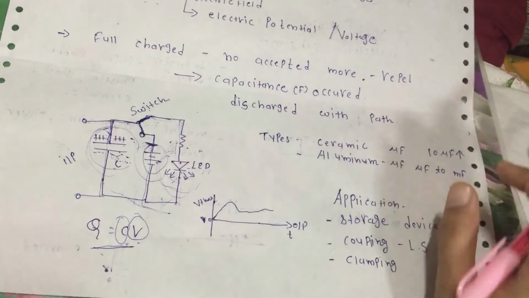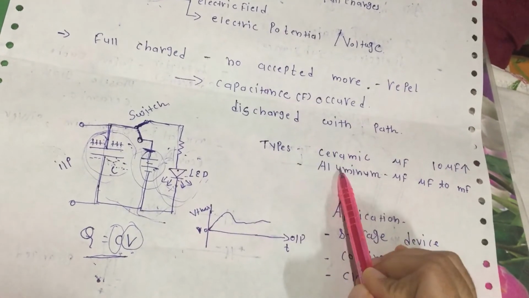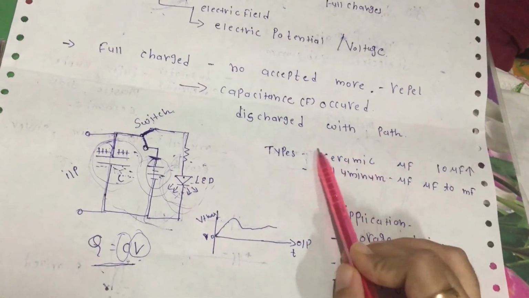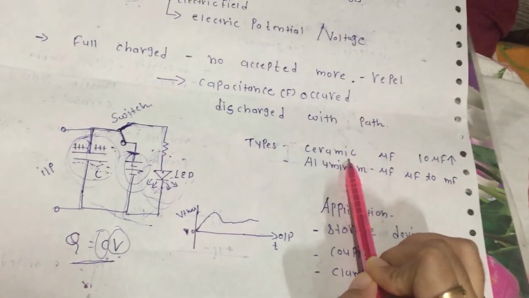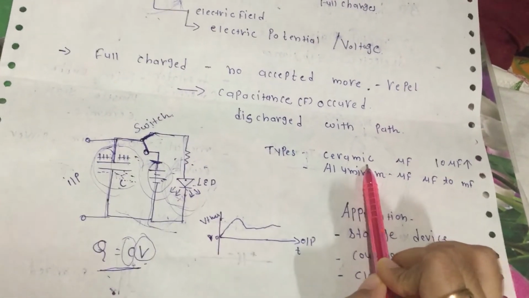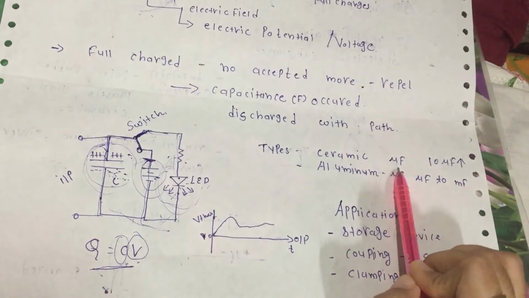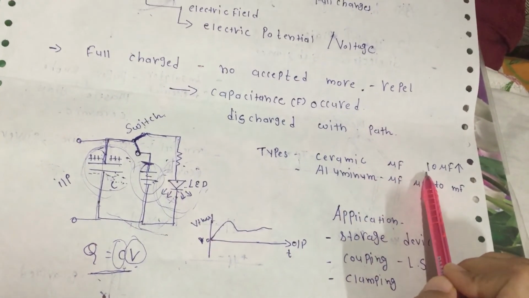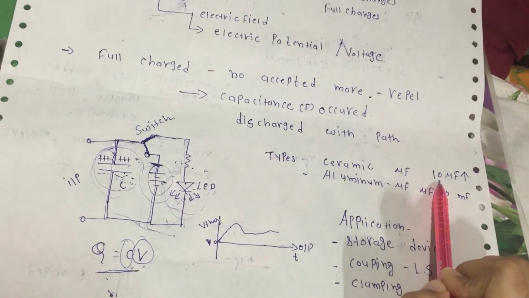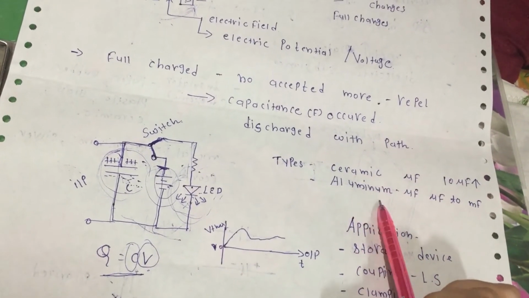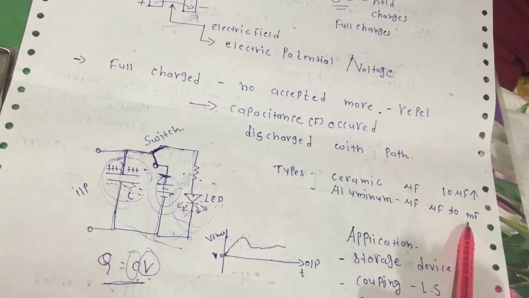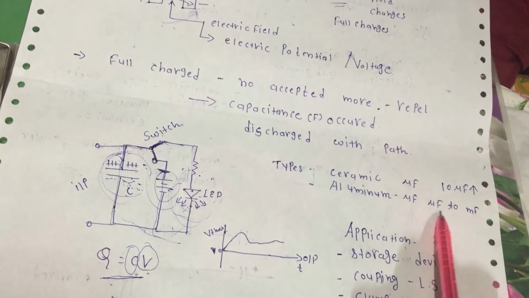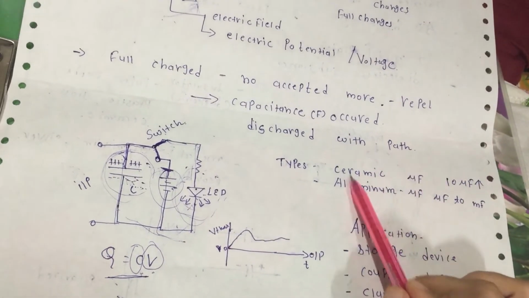Now we see the types of capacitor, the first being ceramic. We use ceramic as an insulator, that's why it is called a ceramic capacitor. This range is in microfarads up to 10. Another is the aluminum capacitor, which ranges from microfarad up to millifarad. So this is the main capacitor used in all circuits.